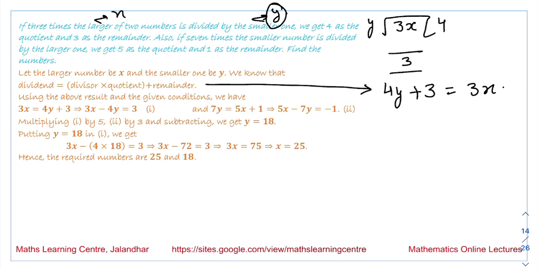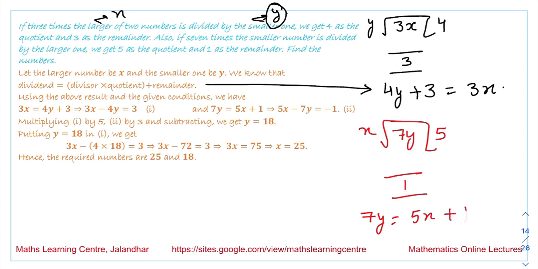Next, also 7 times the smaller number, that is 7y, when divided by the larger one, we get 5 as the quotient and 1 as the remainder. It means 7y is equal to 5x plus 1. We have to find the numbers. So the two equations we have: the first is 3x minus 4y is equal to 3, and the second equation is 5x minus 7y is equal to minus 1.